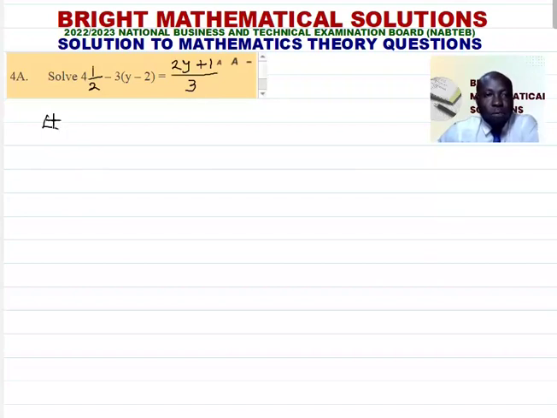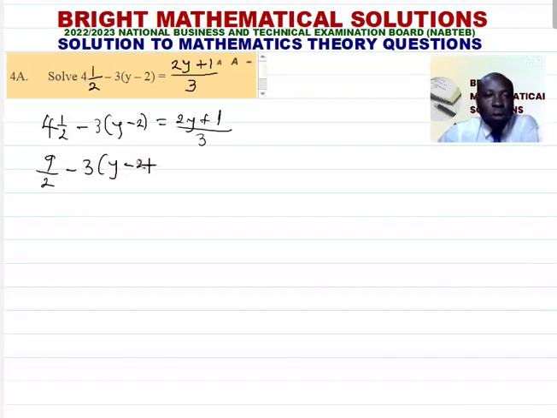So we have 1 over 2 minus 3 into bracket y minus 2 equals 2y plus 1 over 3. Now the first thing we have to do, since this is a mixed fraction, let us convert it to an improper fraction. That will now be 2 multiplied by 4 plus 1, and that gives us 9 over 2 minus 3 into y minus 2 equals 2y plus 1 over 3.